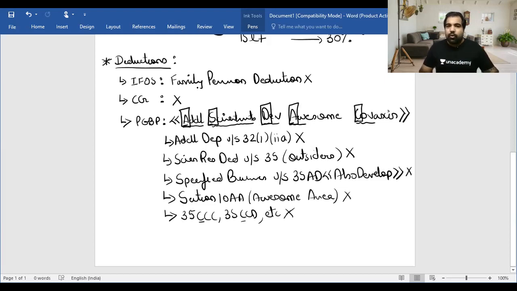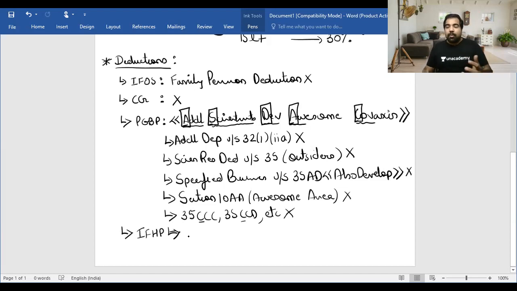Capital gain, no change. IFOS: family planning pension deduction, you don't get. Next, let's move ahead, which is the next thing you don't get after PGBP. The head is income from house property, and in income from house property, just one thing you don't get.